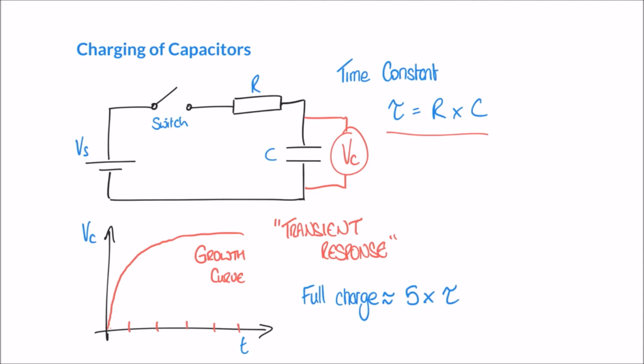5 time constants is what it approximately takes for our voltage across the capacitor to gradually increase and then level off. By the time it's leveled off, VC should be equal to Vs in this instance. So if I have a 5-volt cell, for instance, powering this circuit, then I would expect VC to gradually increase up to 5 volts, where it'll level off there once it's fully charged.